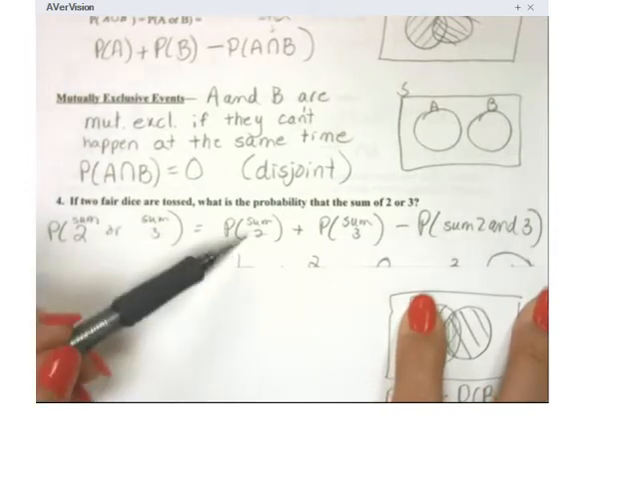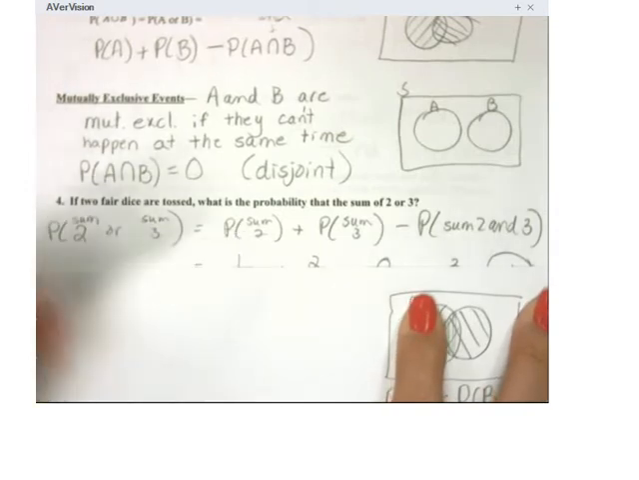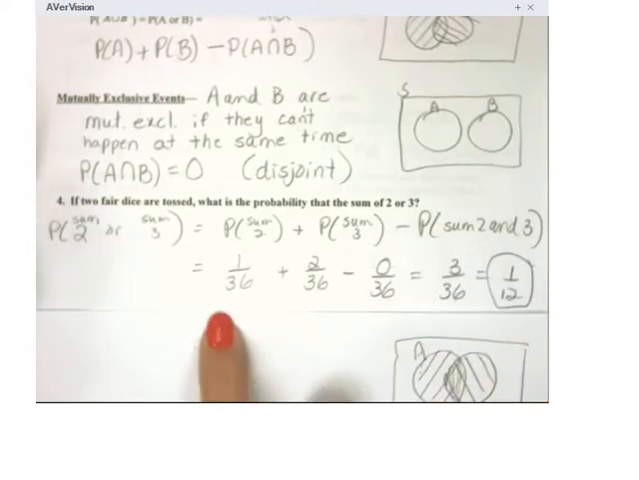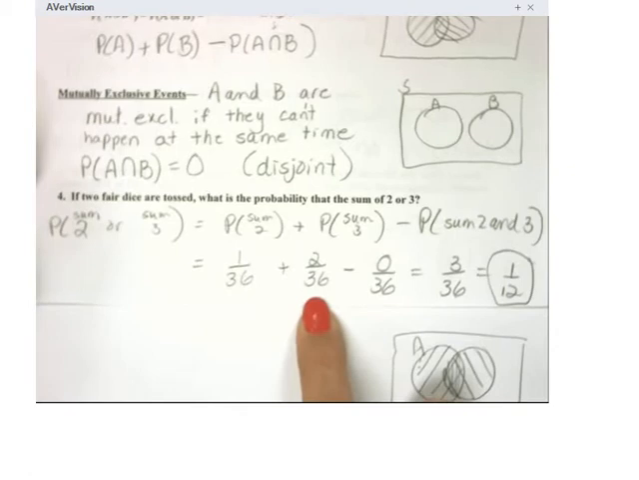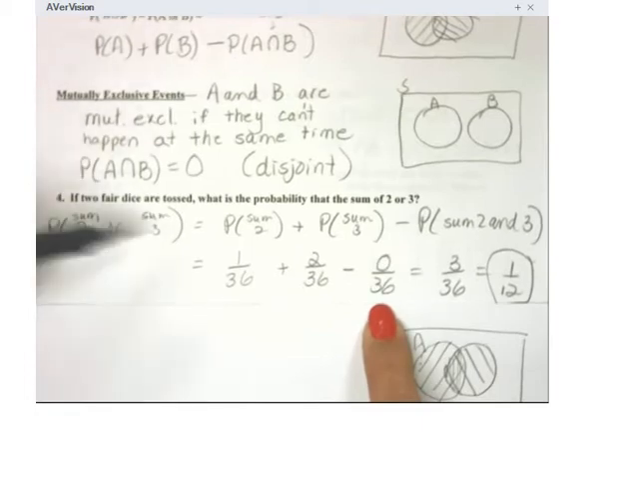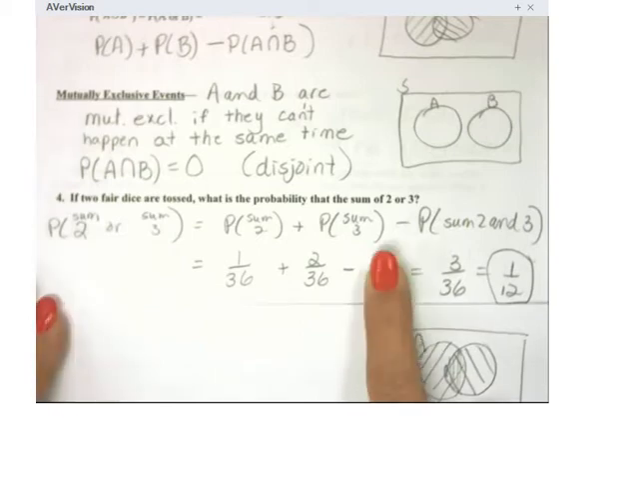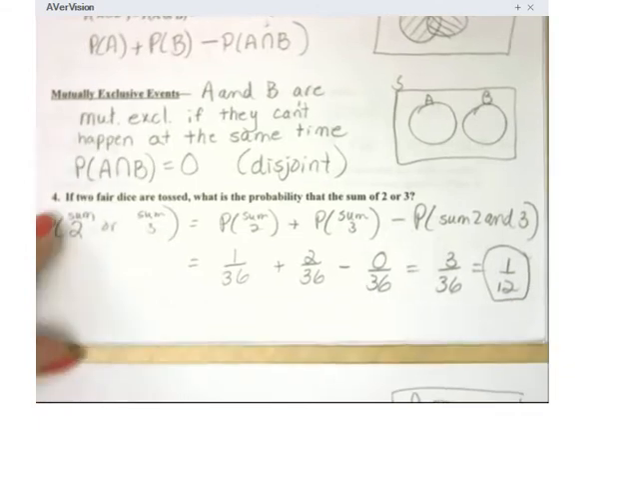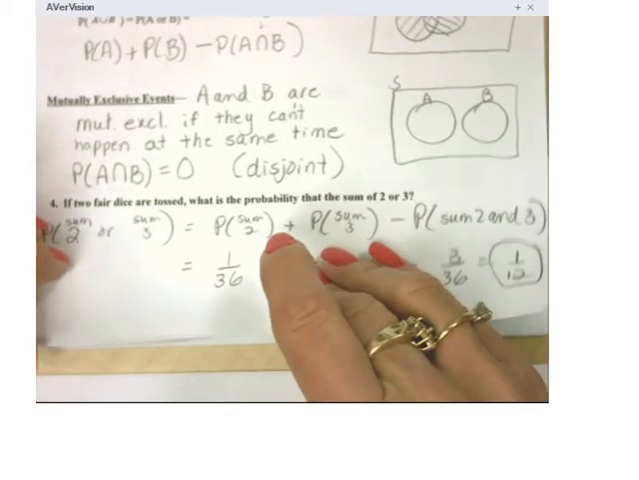Now, we know from our table up above, or our sample space up above, that there is one way to get a sum of 2. We know that there are 2 ways to get a sum of 3. And it's impossible for you to get a sum of 2 and a sum of 3 at the same time. So these two sets are actually mutually exclusive. They cannot happen at the same time. So this intersection will just have a probability of 0. And so we get our final answer. Let's flip.